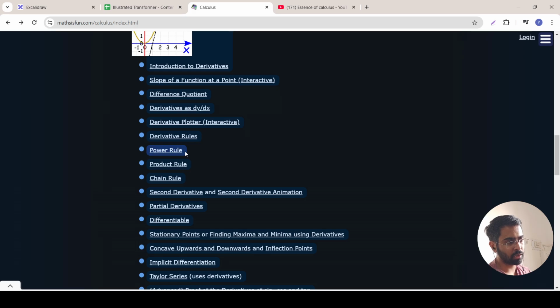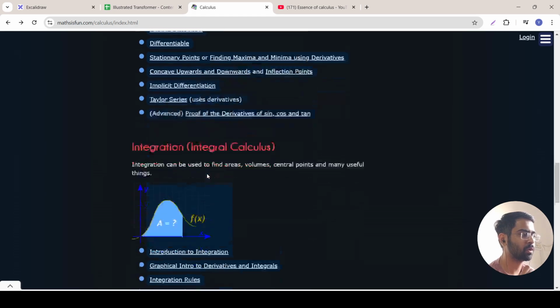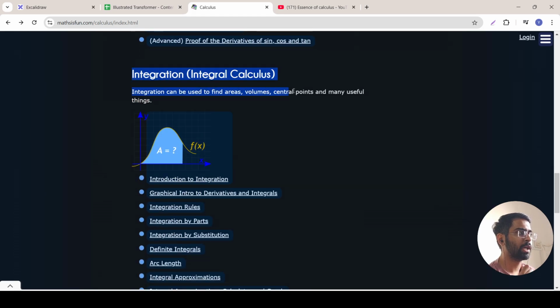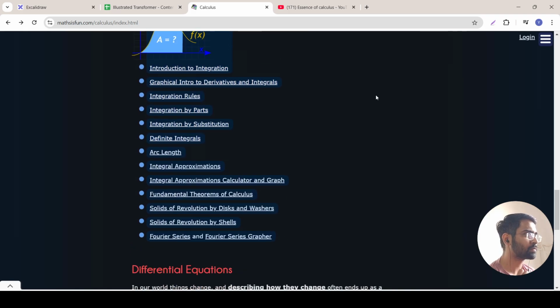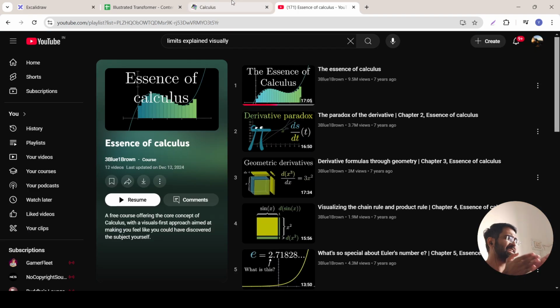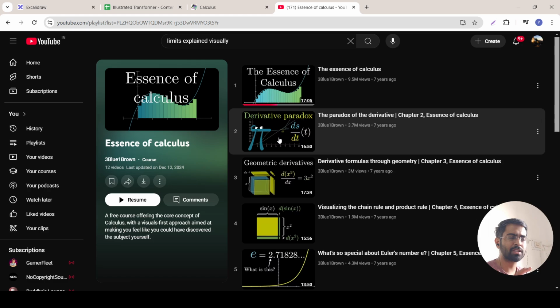We obviously solved questions on this: power rule, product rule, chain rule, and all of that. But why? That I don't know. So we'll go through that also, integrals and all of this. Okay, so these are the primary resources that I think will give me a good fresh start.